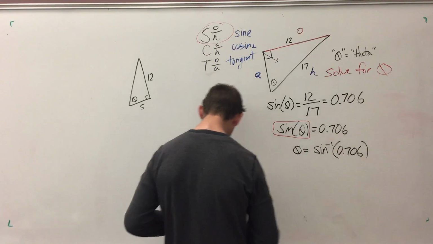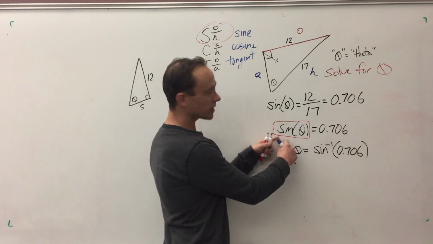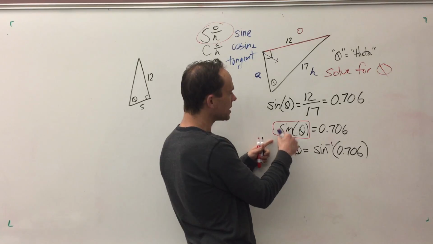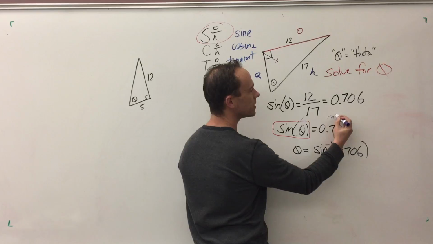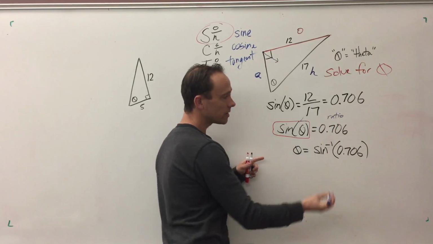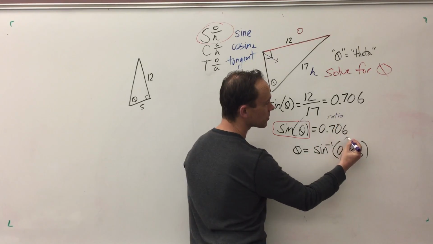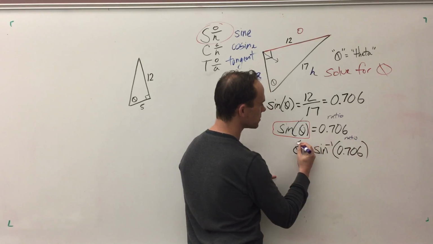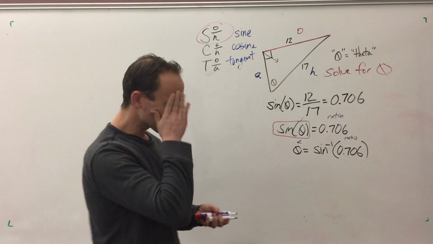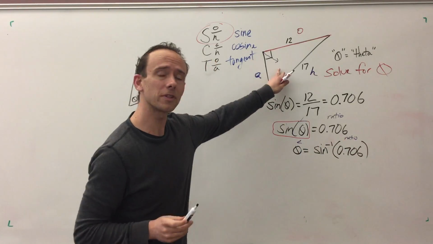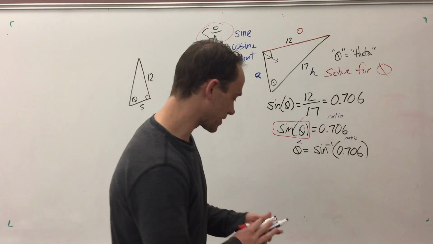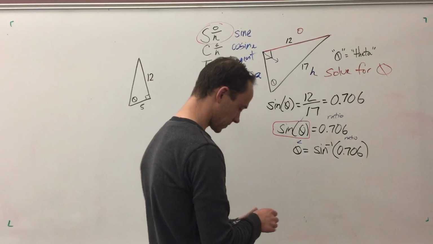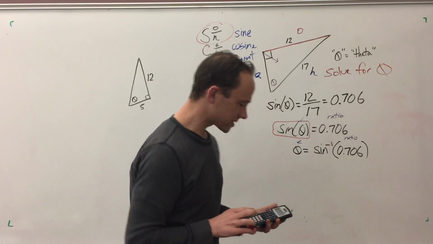Remember, as we write this, generally it's whatever trig function, so in this case, it's sine. But sine of an angle is equal to a ratio, or the inverse sine of a ratio is equal to an angle. So anytime you're looking for the angle, you're always going with the inverse sine, or the inverse cosine, or inverse tangent.